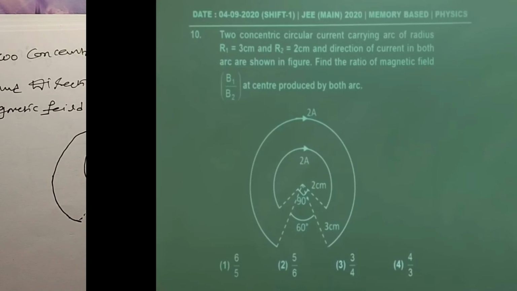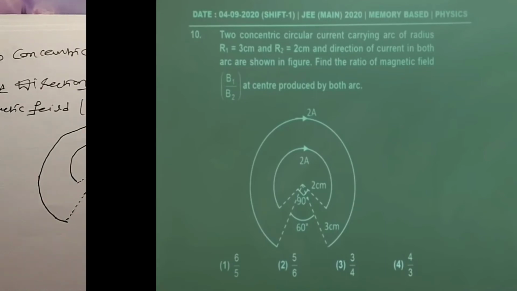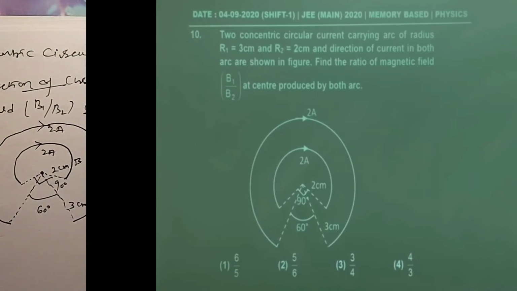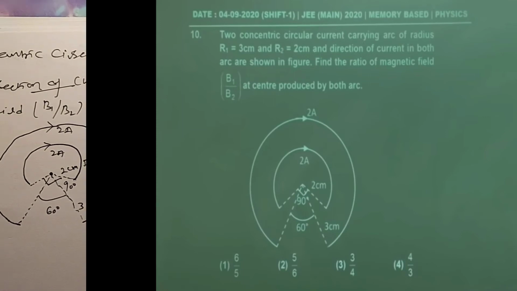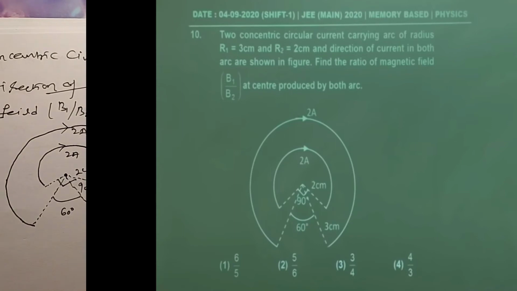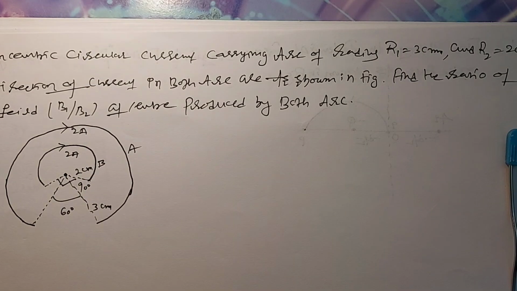So now let us discuss another question. Two concentric circular current carrying arcs of radius R1 equal to 3 centimeters and R2 equal to 2 centimeters, and the direction of current in both is as shown in the figure. Find the ratio of magnetic fields B1 by B2, that means bigger arc to the smaller arc, at the center produced by both arcs. This is a direct formula based question.